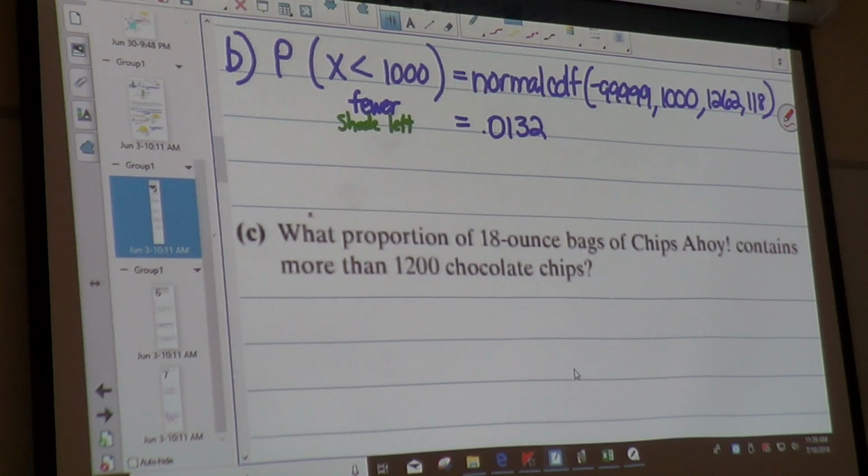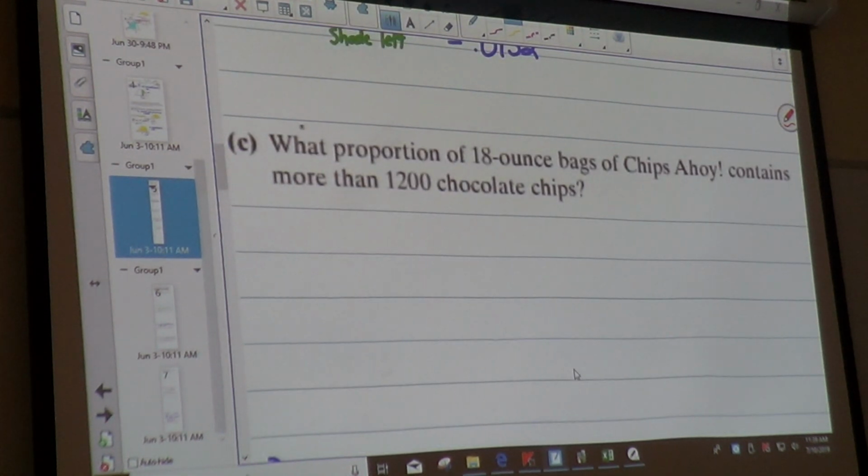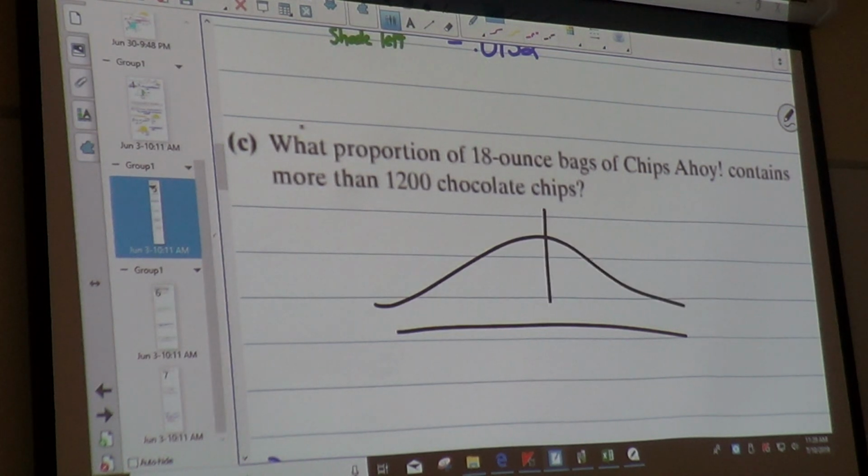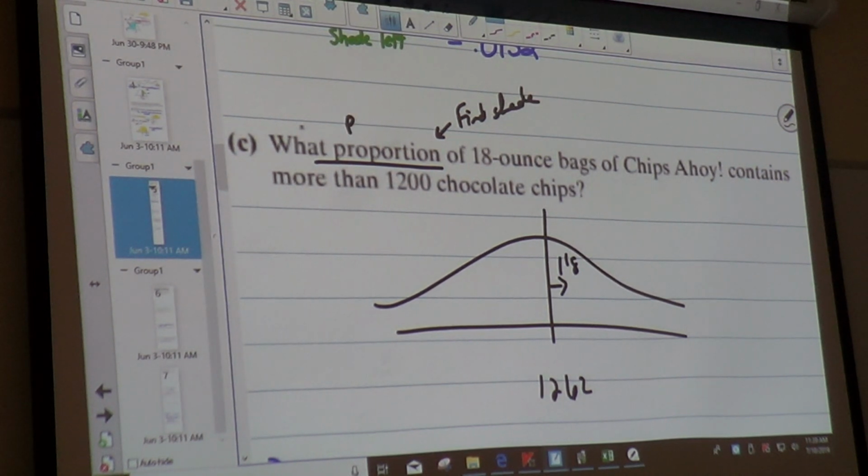This next one is 1262 with 118. This time it says what proportion? Proportion, probability, percent, it's still going to be find the shade. If it says proportion, probability, or percent, y'all know that mathematicians are paid lots of money to confuse you.